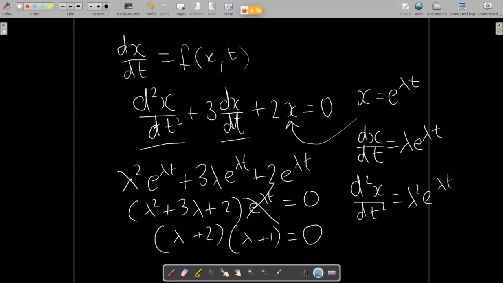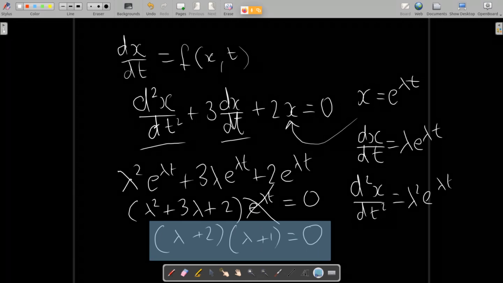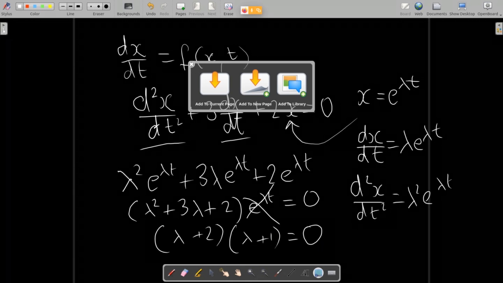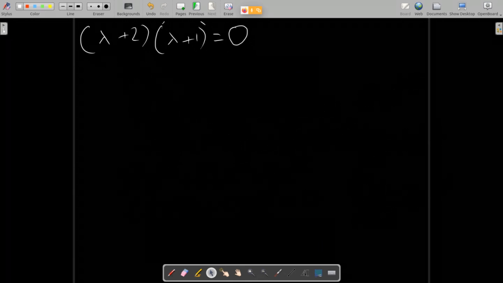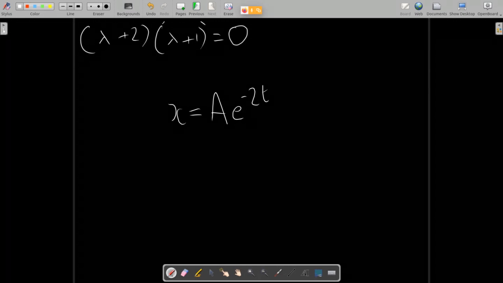I can carry this over to a new board. So I select that, and I'll choose add to new page. I can put that up here, and then I can go back to writing again. So therefore x equals, I just got it wrong. Let's try that again. So x equals a e to the minus 2t plus b e to the minus t.